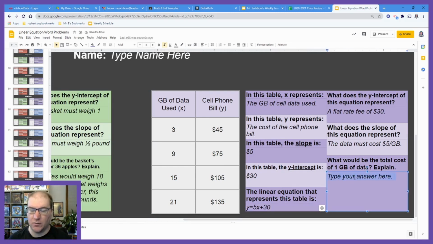1 gigabyte would be 1 times 5, which is $5, plus the flat rate of 30. That would be $35. And it says explain, so it's $5 a gigabyte plus the $30 fee that is always added on.